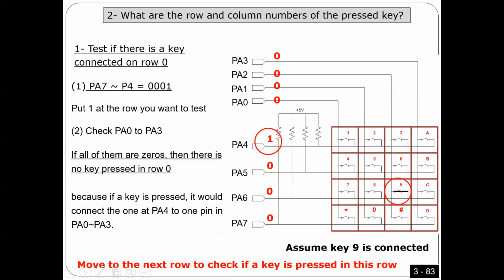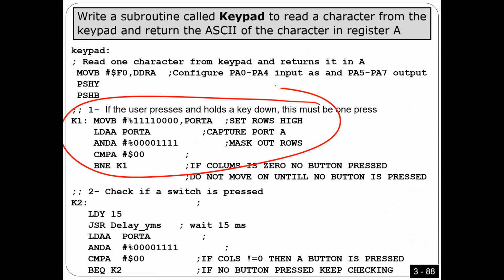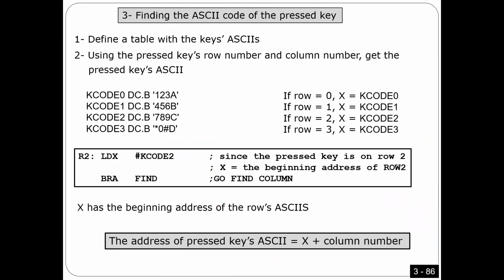Okay. So this is the subroutine. This is the first part of the subroutine, as you see here. I'm gonna keep looping here until you press a button. Once you press a button, I'm gonna move this way to start scanning. I'm gonna scan one by one, row by row, as you will see right now. Any questions?